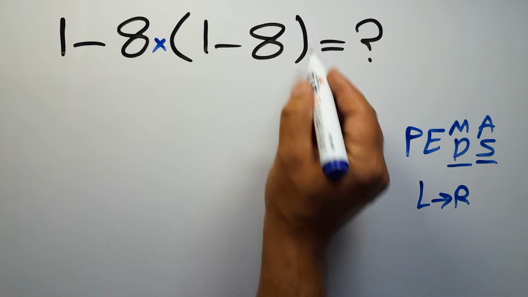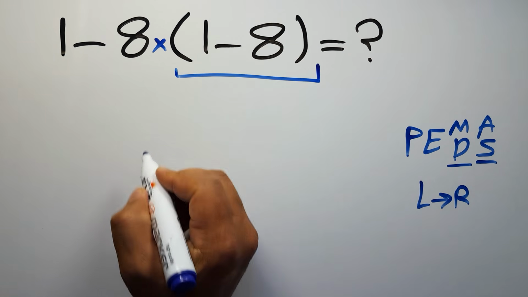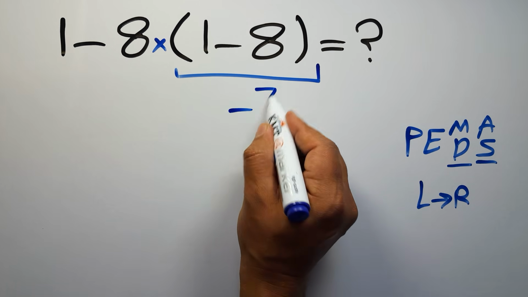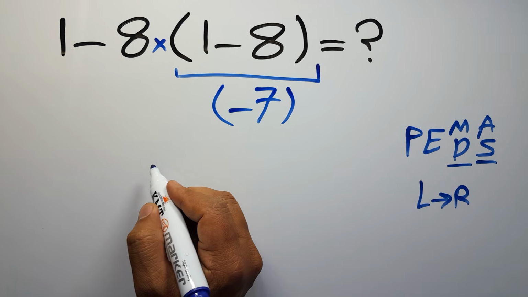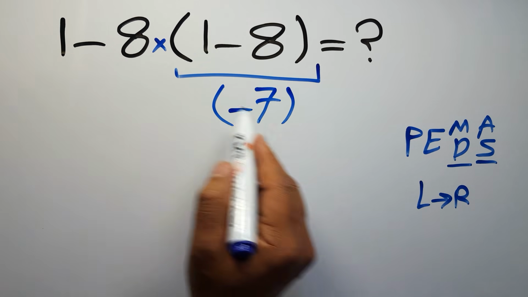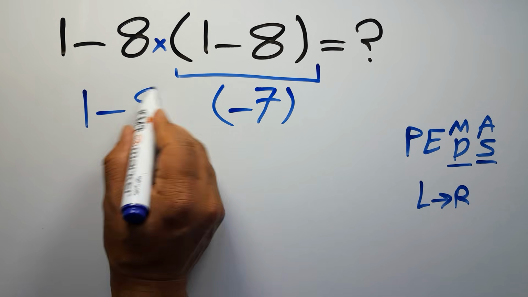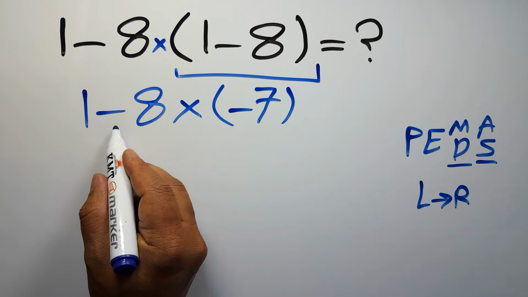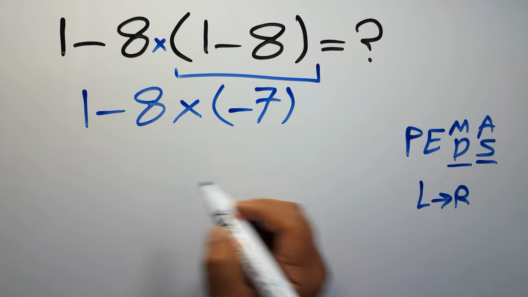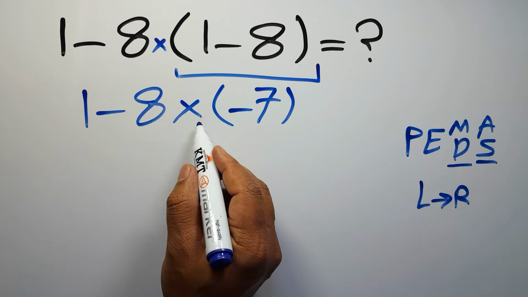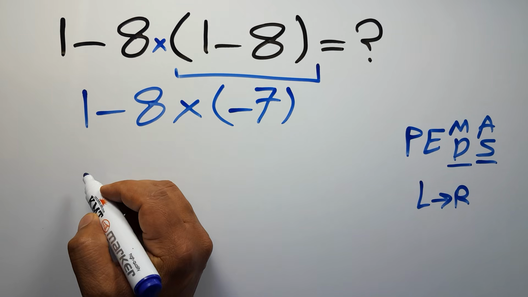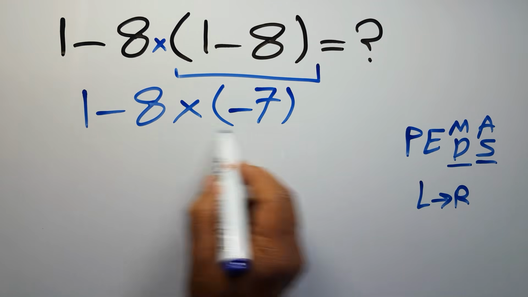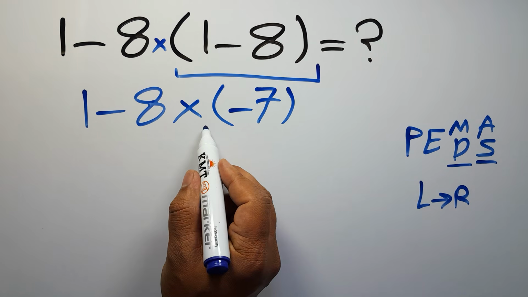So first we have to do this parentheses. Inside this parentheses we have 1 minus 8, which equals negative 7. So we have 1 minus 8 times negative 7. Now, in this expression we have one subtraction and one multiplication. According to the PEMDAS, multiplication has higher priority than subtraction, because multiplication comes before subtraction. So here, first we have to do this multiplication.